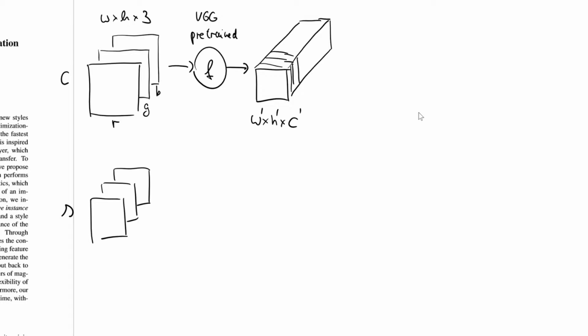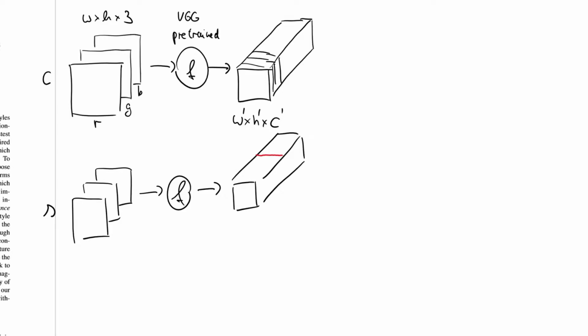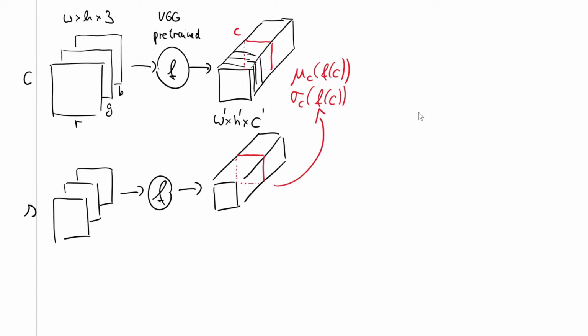We do the same with the style image as well. We put it through the same network. So the question becomes, what is actually the style? How do we define the style? The way this paper defines the style is, we take one of these channels, and let's take the same channel over here and over here. What we want to do is to match their statistics, meaning we want to match, so let's call this mu of C of F of C. So this is this channel C. We want to match this to have the same average as well as the same variance. So this is kind of what this paper does.